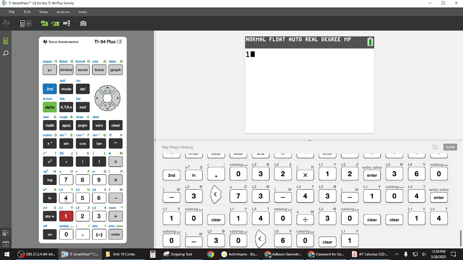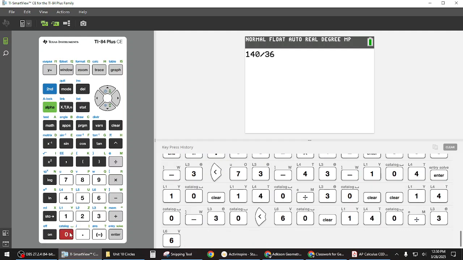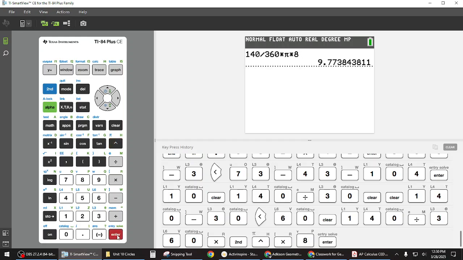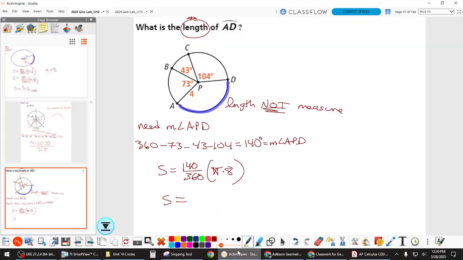Maybe it needs more weight. Okay, there we go. Times. I'm gonna use the pi button, which might make my answer a little different than yours. So I got 9.77. And 4 didn't have any units, so just put units on there.